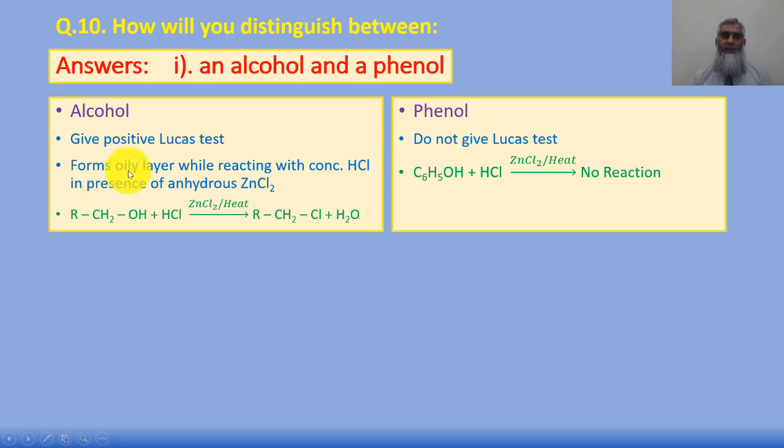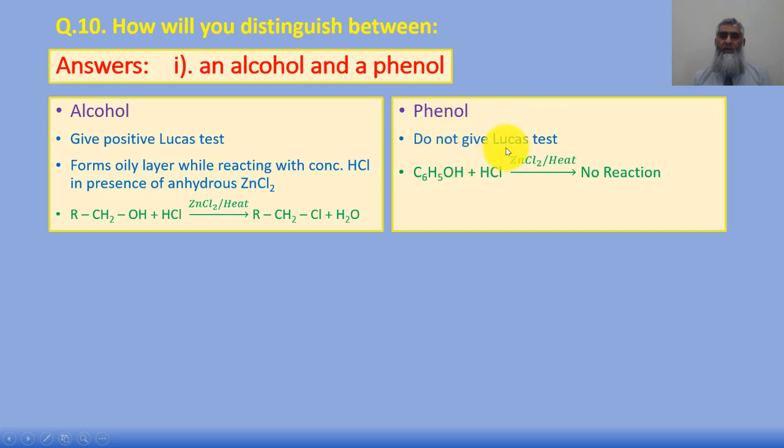Alcohol forms an oily layer by reacting with Lucas reagent, meaning concentrated HCl in presence of anhydrous zinc halide. If the given compound is an alcohol, it will react with zinc halide and produce an oily layer of alkyl halide. If the alcohol is tertiary, the oily layer will form immediately. If the alcohol is secondary, the oily layer will form in 5 to 10 minutes. But if the alcohol is primary, the oily layer will form on heating.